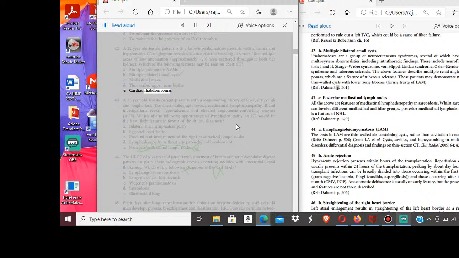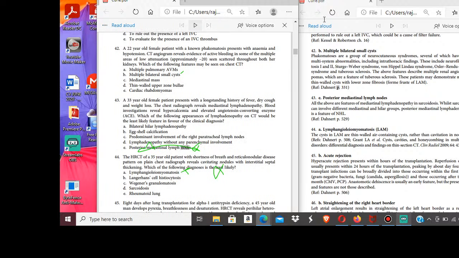Rhabdomyomas. 43. A 33-year-old female patient presents with a long-standing history of fever, dry cough, and weight loss. The chest radiograph reveals mediastinal lymphadenopathy. Blood investigations reveal hypercalcemia and elevated angiotensin-converting enzyme, ACE. Which of the following appearances of lymphadenopathy on CT would be the least likely feature in favor of the clinical diagnosis? A. Bilateral hilar lymphadenopathy. B. Eggshell calcification. C. Predominant involvement of the right paratracheal lymph nodes. D. Lymphadenopathy without any parenchymal involvement. E. Posterior mediastinal lymph nodes.